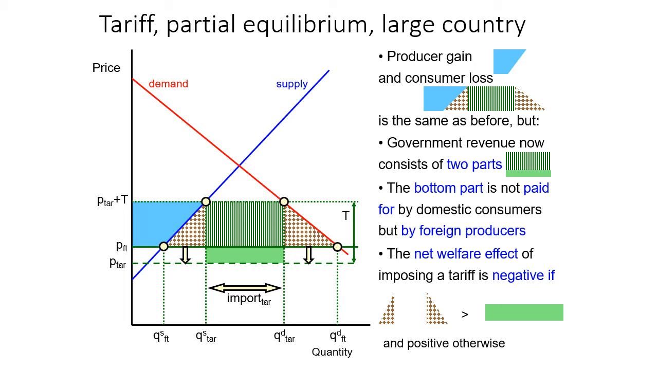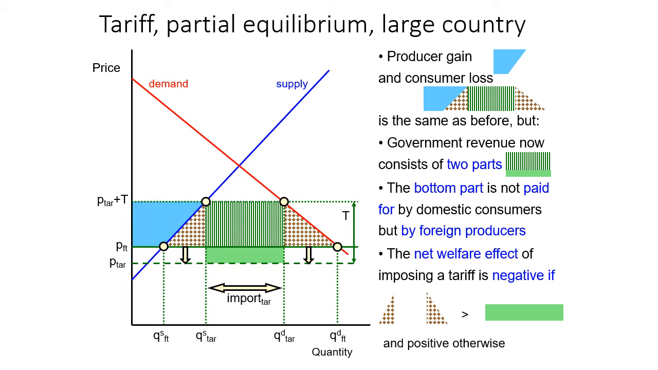So now you have to think, what is the overall impact? There's something new here, right? What is the new thing? The little green block, that is additional revenue that has occurred, and we need to compare this to what happened before. Before, under the small country, the Harberger triangles, or the checkered triangles, were the net welfare loss that was experienced by society. Now we have an additional gain, the little green block or the green rectangle.